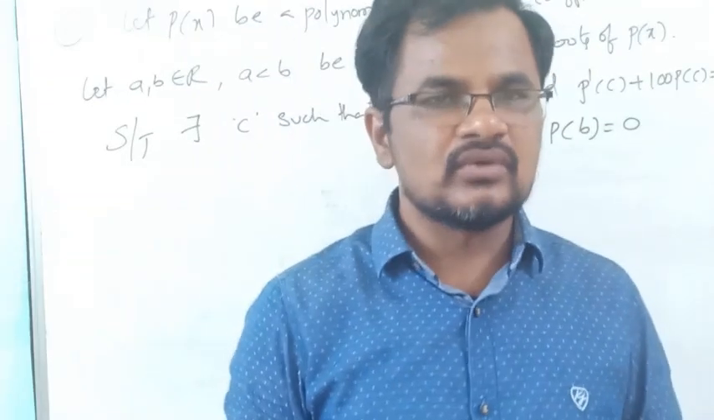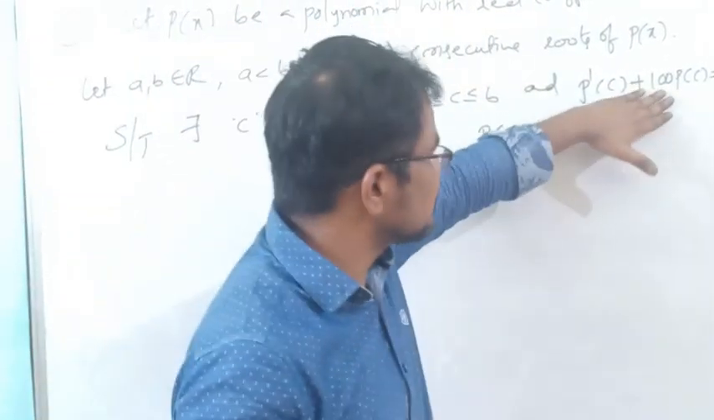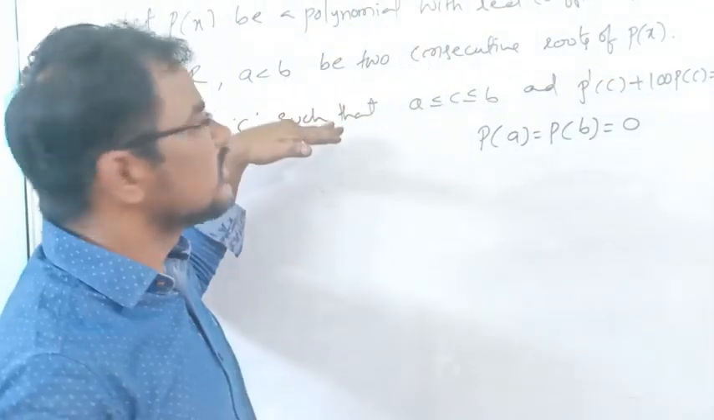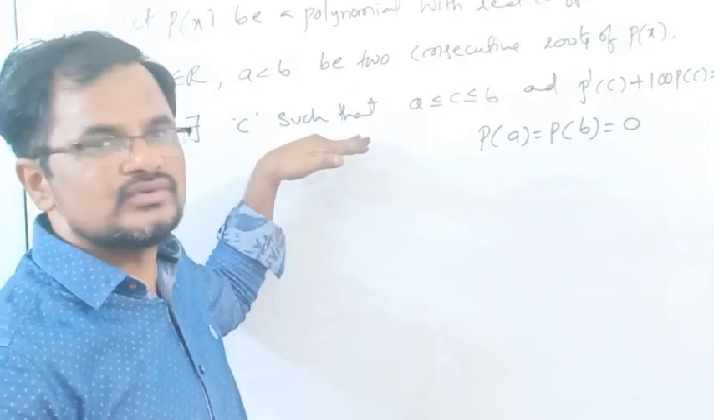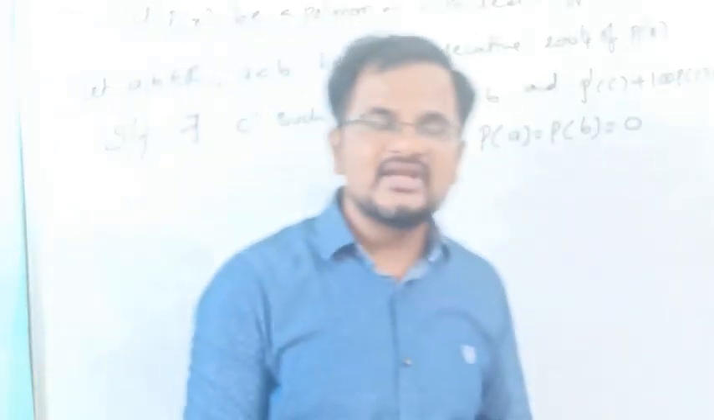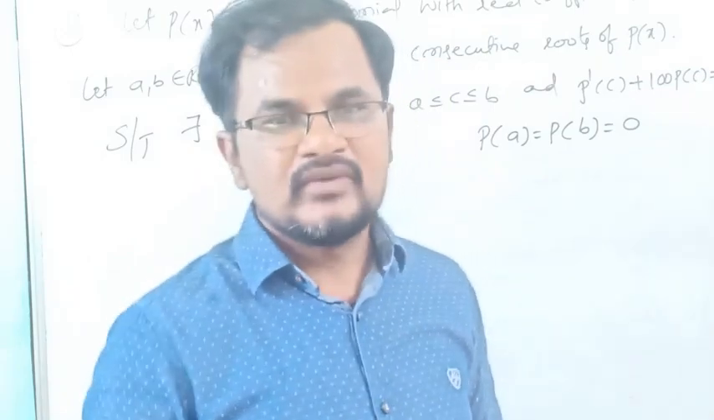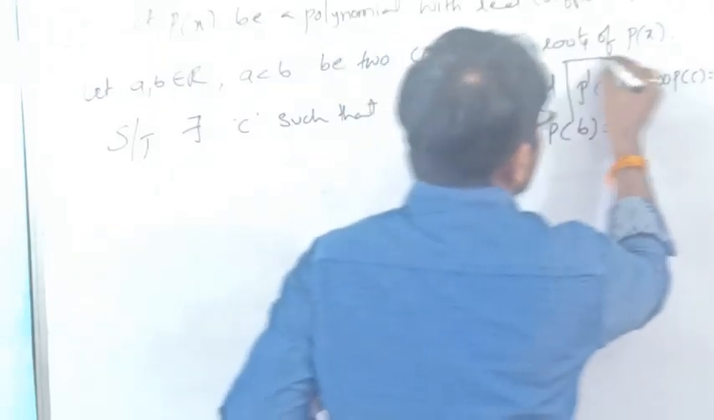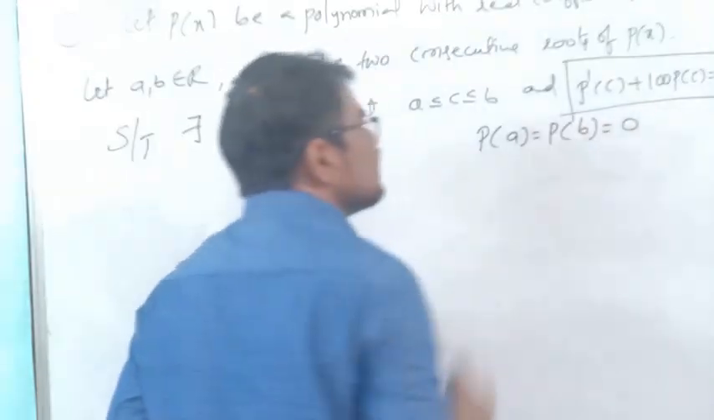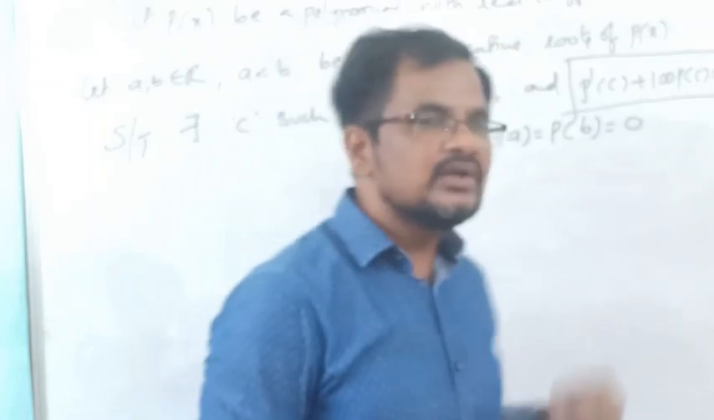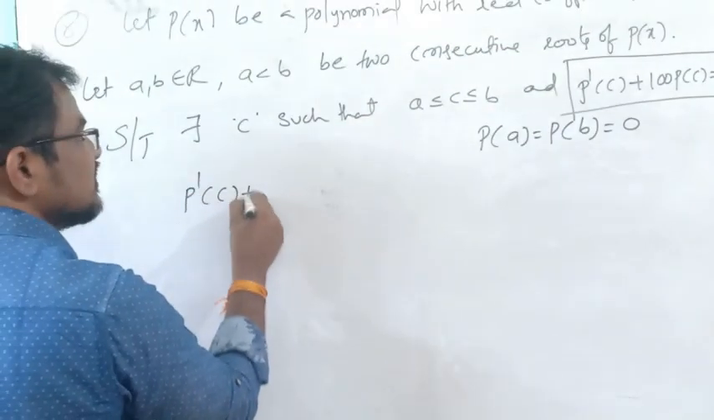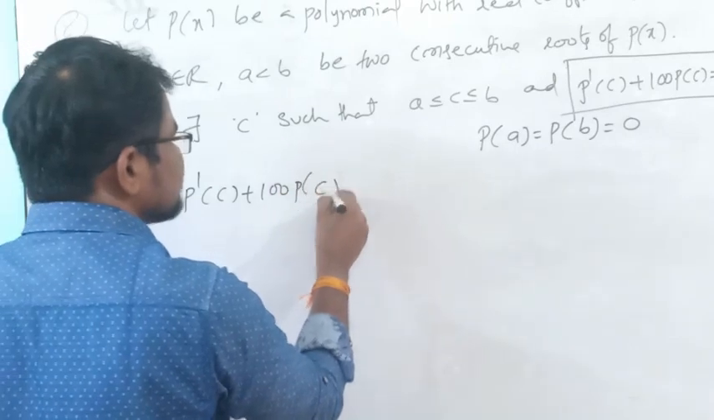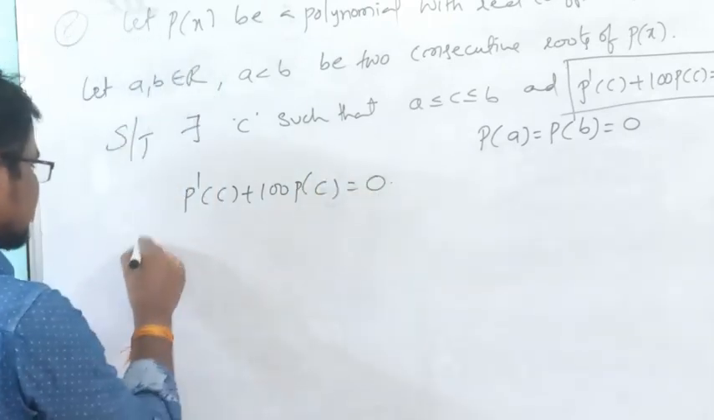So for this also we have to show that for this equation there exists at least one root. For that we have to identify the function, we have to select the function. So how to select the function? Once you observe the given equation, p dash of c plus 100 into p of c, take that equation: p dash of c plus 100 into p of c equal to 0.